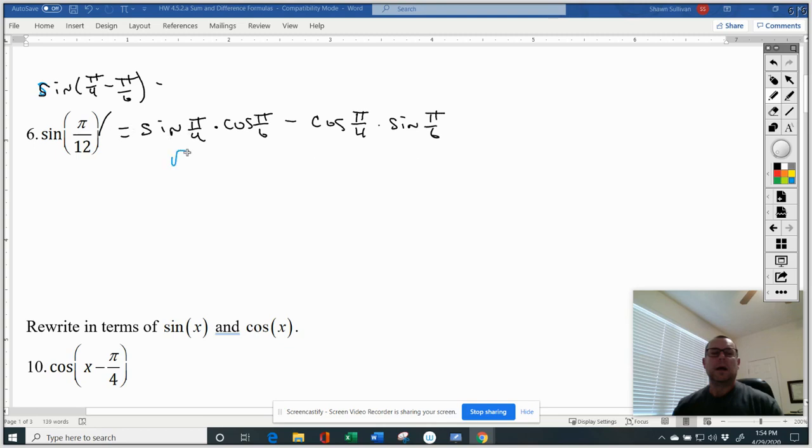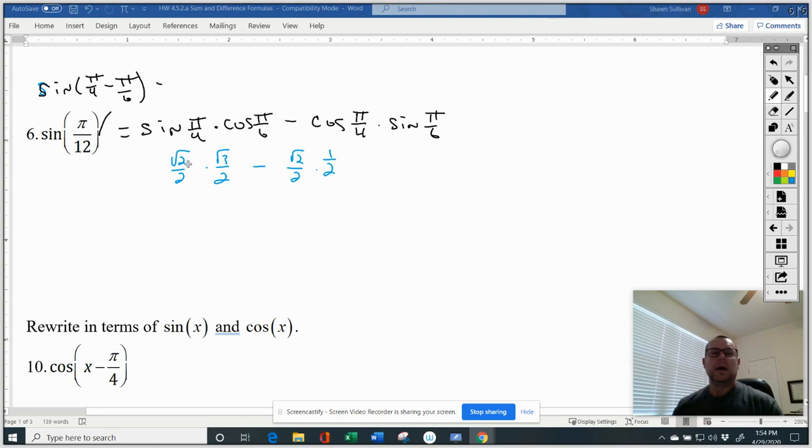Sine of pi over 4 is square root of 2 over 2. Cosine of pi over 6 is the square root of 3 over 2. And we're subtracting, so bring our minus sign down. Cosine of pi over 4 is square root of 2 over 2, and sine of pi over 6 is 1/2.